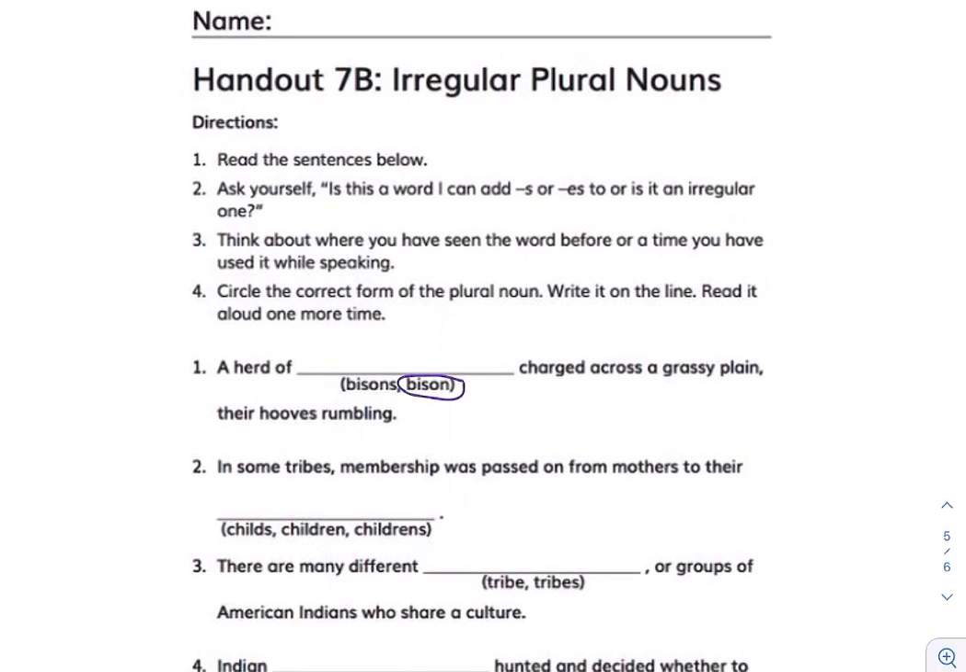and then write it on the line. And then read the sentence one more time. Here we go. A herd of bison charged across a grassy plain, their hooves rumbling. We want to make sure when we reread it that our word in the blank makes sense.